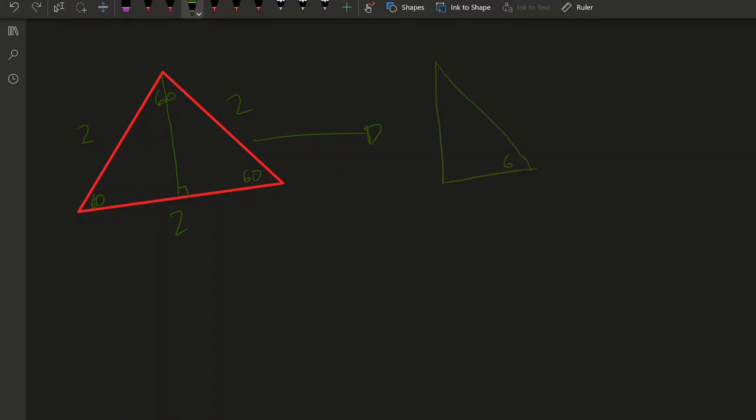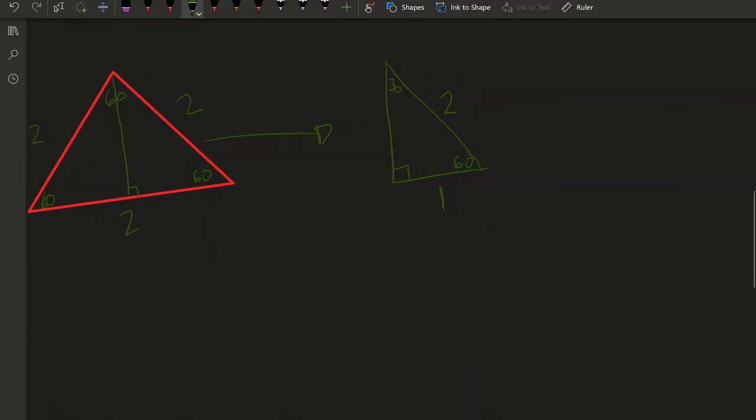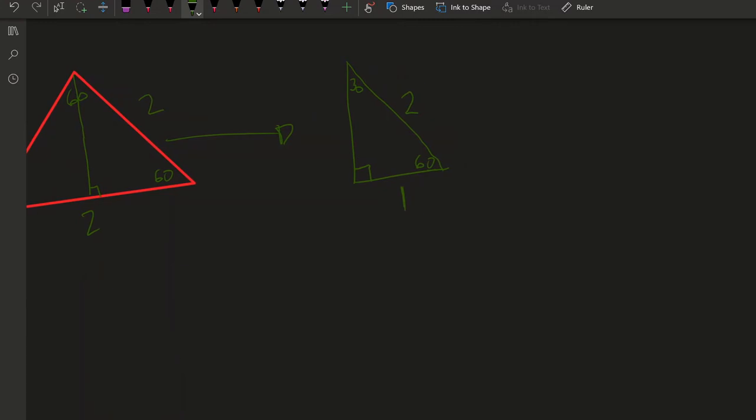angle hasn't been touched, so this would be 60. The hypotenuse is still 2. The base got cut in half, so that's a 1. And then this top angle right here got cut in half, so that would be 30. Now, I need to figure out what this other side right here is.